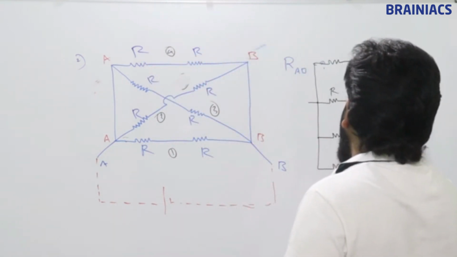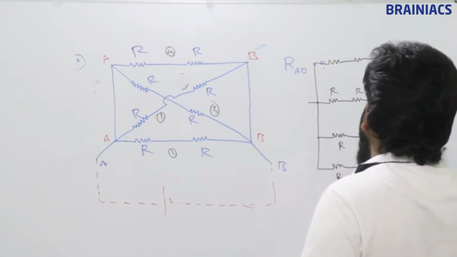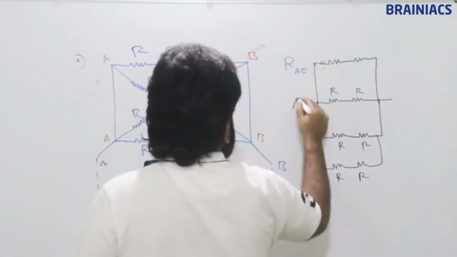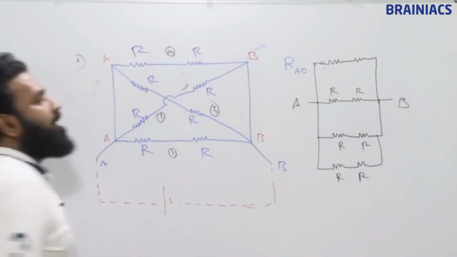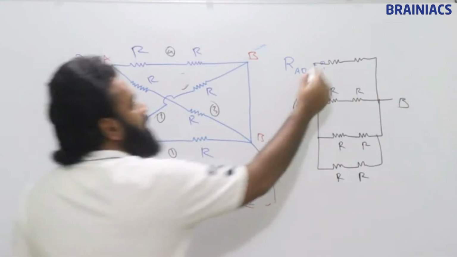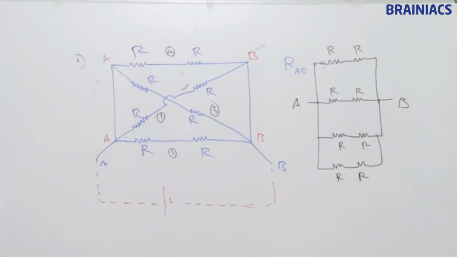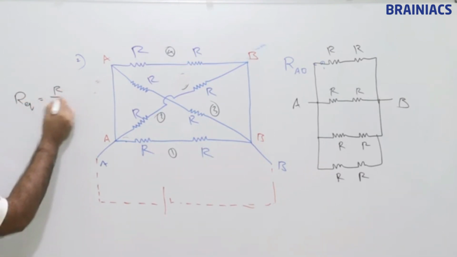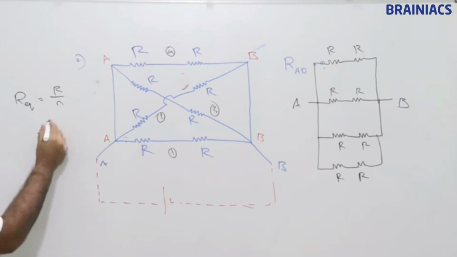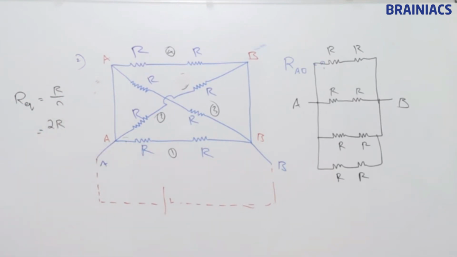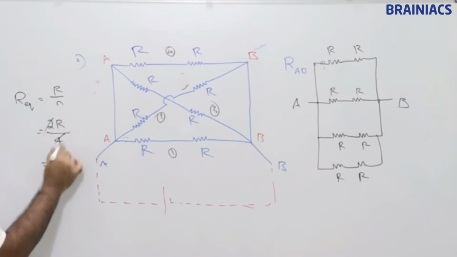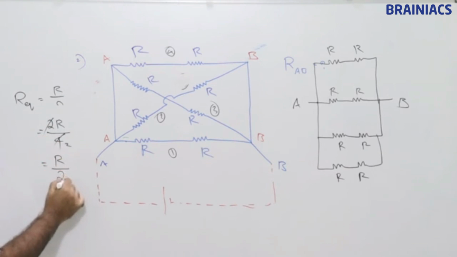So let's draw the fourth one. R, R. So this is A, this is B. Clear? Understood or what? So two resistances in series, and the same kind of resistances in parallel. So R equivalent is equal to R by N. Same formula we will apply here. 2R is coming in a single branch, divide by how many branches? 4. Cancel, cancel. This is going to be R by 2.